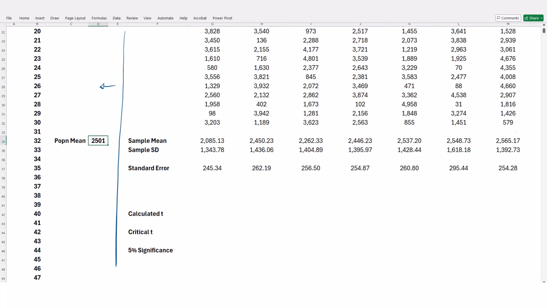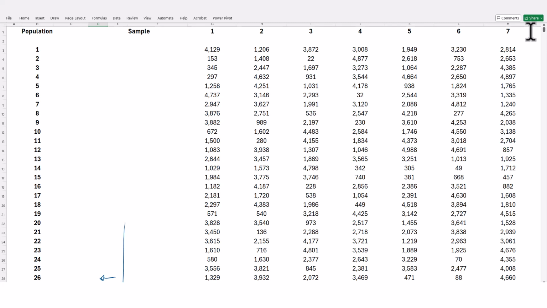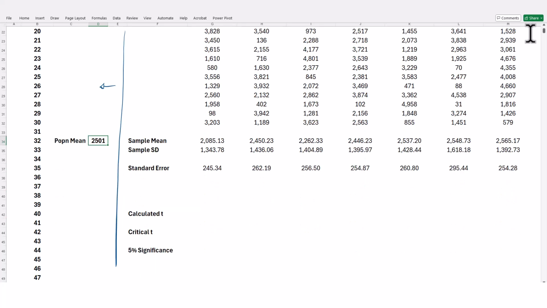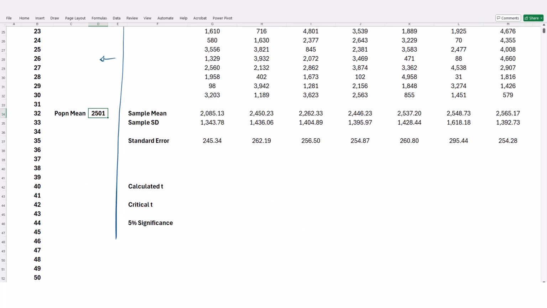What I've done is take a series of samples. You'll find if you were to actually swipe right, so to speak, you'd see I've done 50 samples. These samples are all of size 30. Excel did it for me. And for each of those samples, I've calculated the sample mean, sample standard deviation, and hence the standard error. You can easily run through the calculations just to get that.